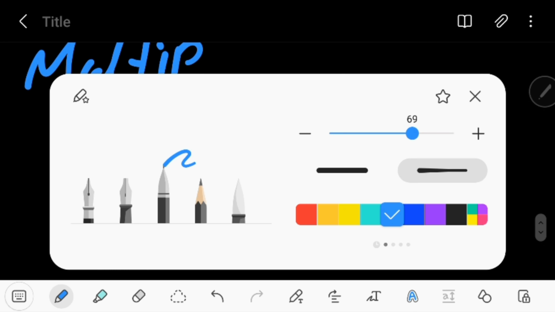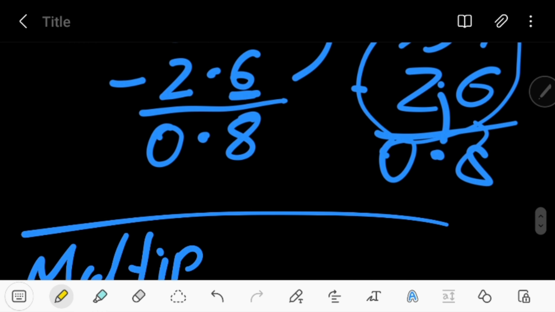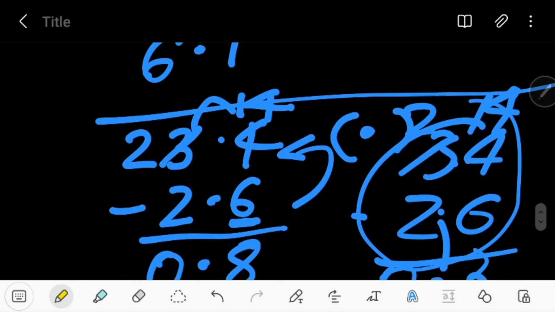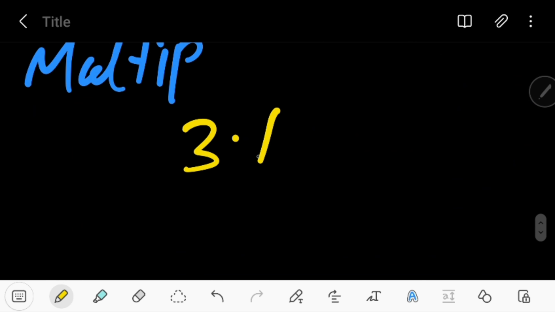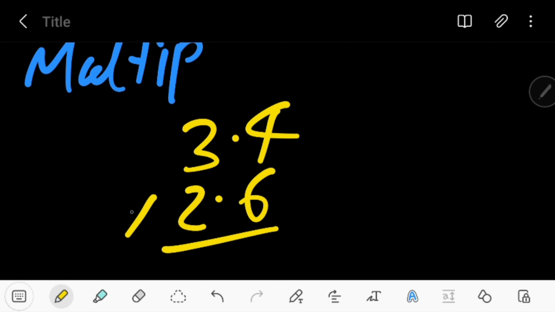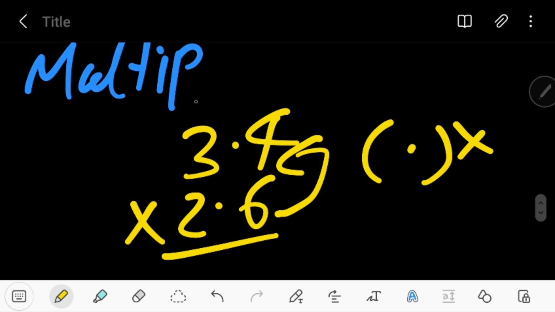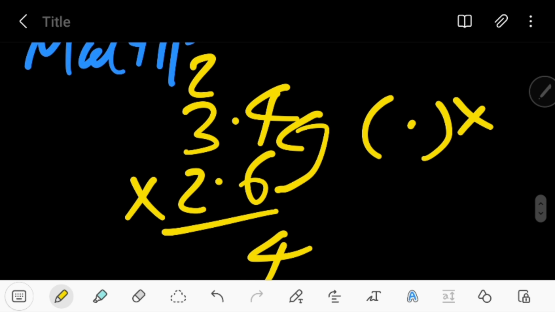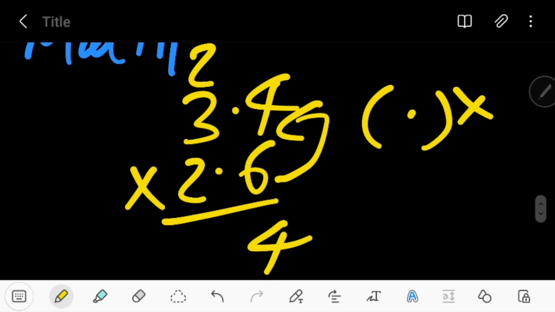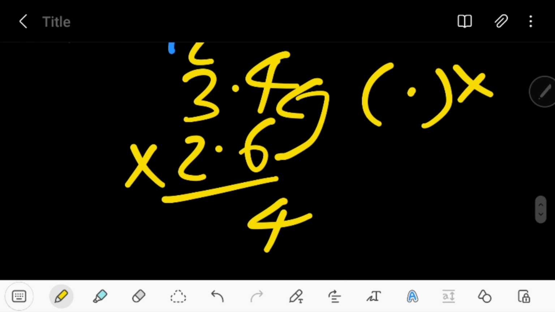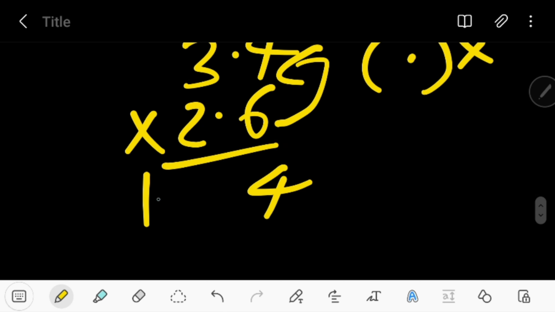Multiplication is also very similar. In multiplication, order doesn't matter, so keeping either number up or down doesn't matter, but we'll keep 3.4 up and 2.6 down and multiply 2.6 with 3.4. When multiplying, just like addition and subtraction, you have to ignore the decimal point and multiply. 6 times 4 is 24. 6 multiplied by 3 is how much? 6 multiplied by 3 is 18, and plus 1 would be 19. So 194.